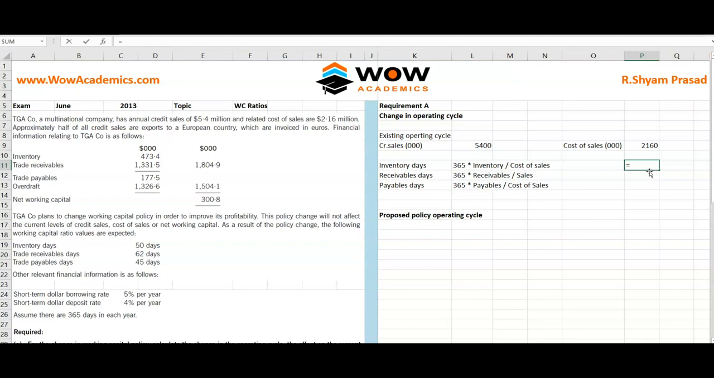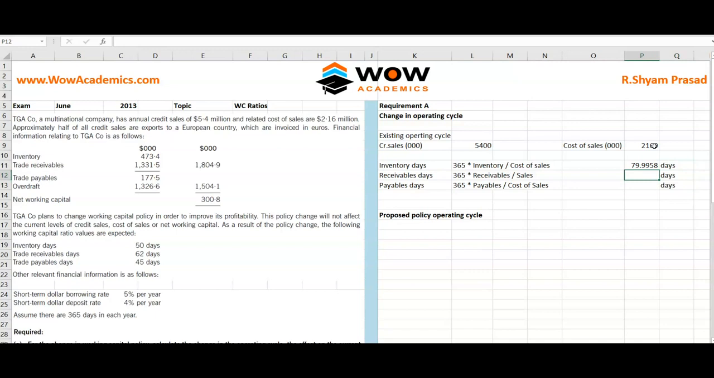We'll start from the inventory days. We just have to apply the formula: 365. The question will mention how many days. It has mentioned 365 days, so take 365 days. If the question mentions 360, take that. Our inventory is 473.4 divided by the cost of sales, which is this number. So we get the answer, and this represents the days. All these answers will come in days only.